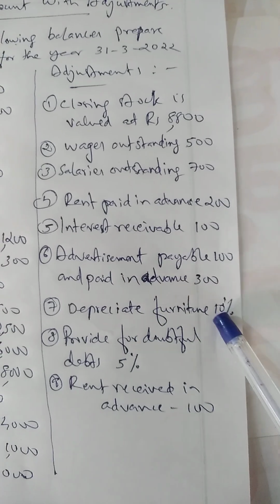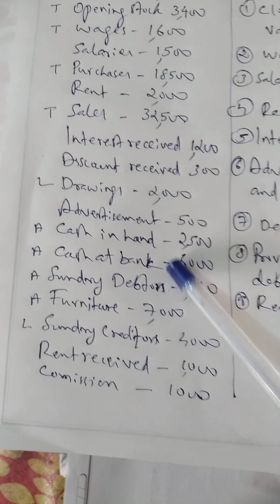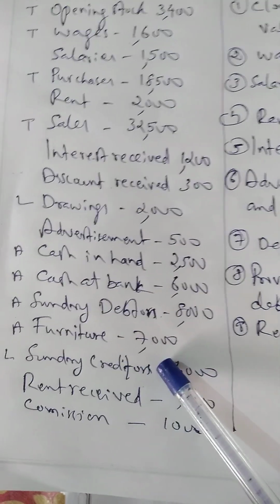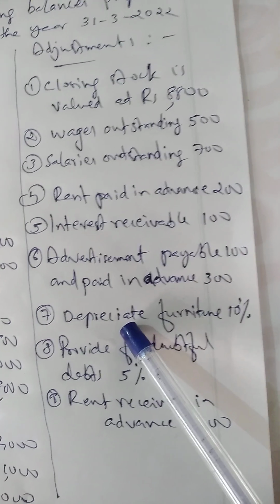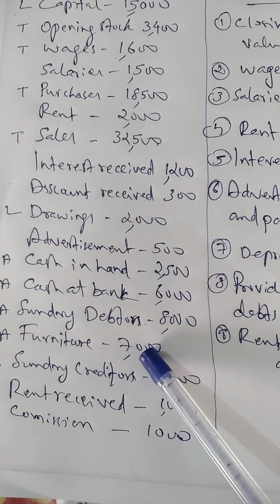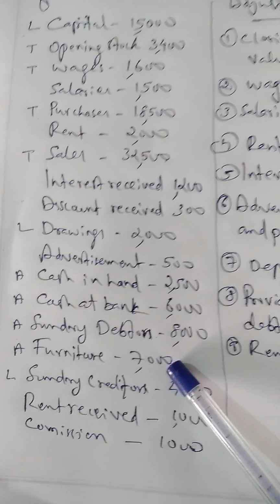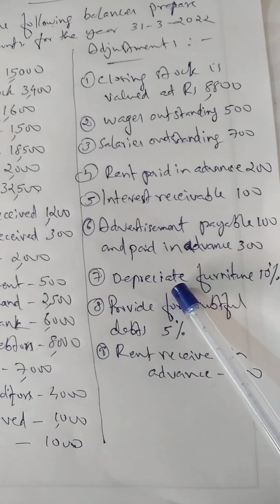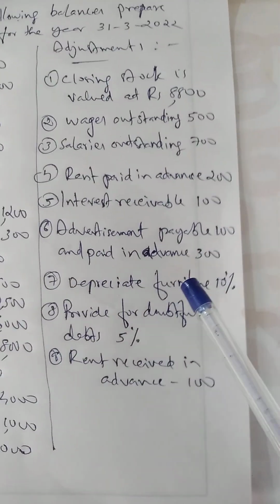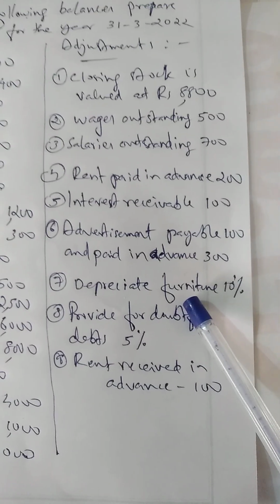Here, depreciate furniture 10%. We have to find the concerned item, which is furniture. Furniture is here, which is 7,000, isn't it? Furniture is 7,000 here. And provide depreciation on furniture 10%. We have to calculate 10% of this furniture. Means 7,000 into 10 by 100. Then we will get 700 as depreciation. That depreciation is treated by showing it on the debit side of the profit and loss account.